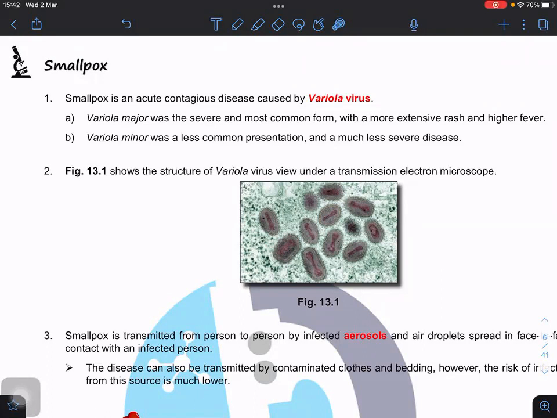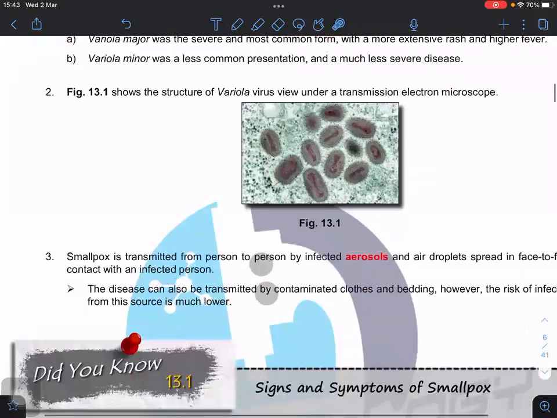So smallpox is an acute contagious disease caused by Variola virus. We have Variola major and minor. It depends on severity. Major will cause an extensive rash and higher fever. Variola minor will be a less severe disease. So this is the structure of the virus viewed under the TEM.